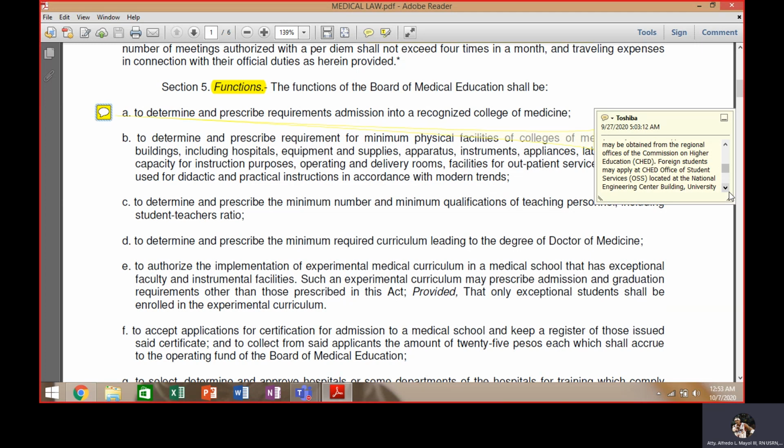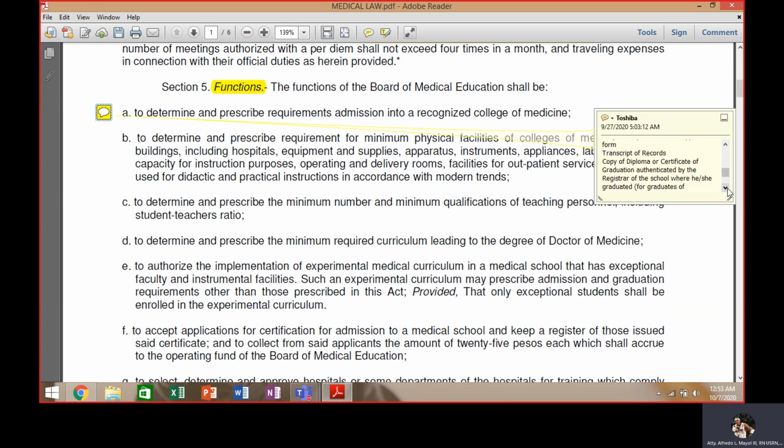Foreign students may apply at the CHED Office of Student Services or OSS located at the National Engineering Center Building, University of the Philippines, Diliman, Quezon City. The requirements in securing the CEM are as follows. So if you want to take this exam or fill out the requirements, first, you need a fully accomplished CEM application form.